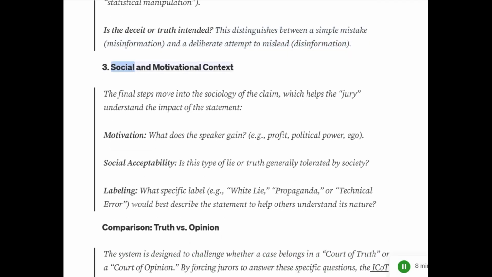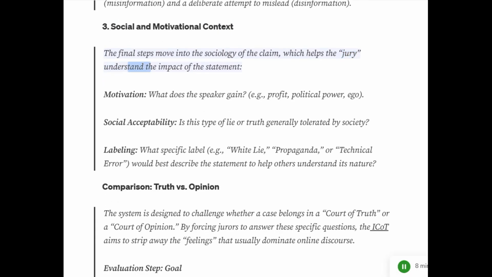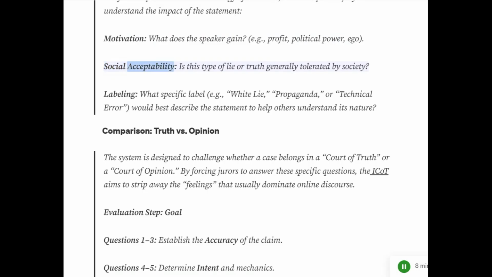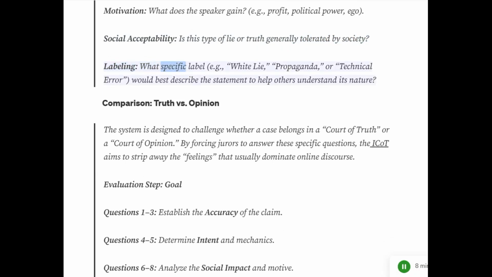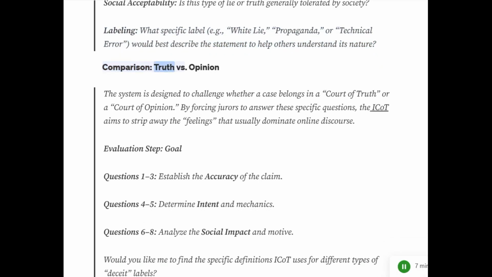3. Social and motivational context. The final steps move into the sociology of the claim, which helps the jury understand the impact of the statement. Motivation. What does the speaker gain? For example, profit, political power, ego. Social acceptability. Is this type of lie or truth generally tolerated by society? Labeling. What specific label, for example, white lie, propaganda, or technical error, would best describe the statement to help others understand its nature?